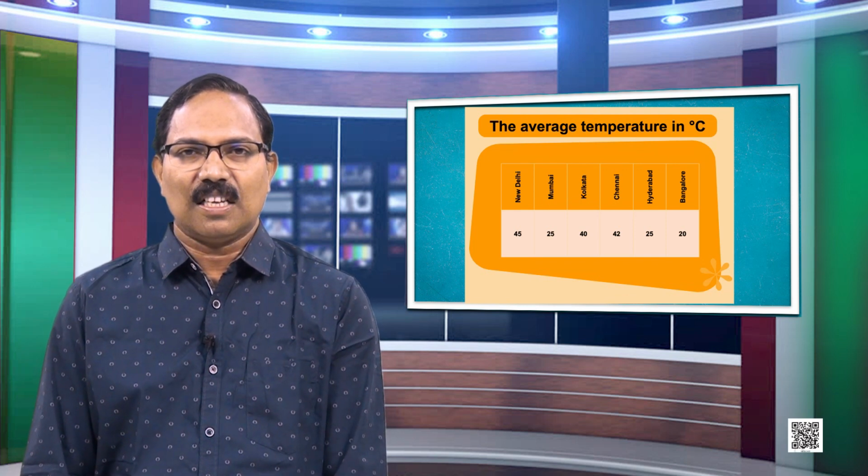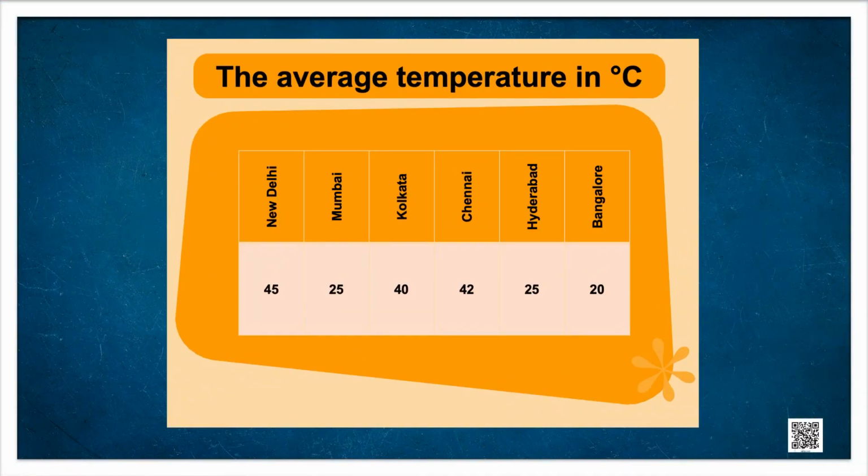Look into the data given in the table. The average temperature in degrees Celsius recorded in 6 metro cities of India on a particular day is given in the table. New Delhi 45 degrees Celsius, Mumbai 25 degrees Celsius, Kolkata 40 degrees Celsius, Chennai 42 degrees Celsius, Hyderabad 25 degrees Celsius, Bangalore 20 degrees Celsius.